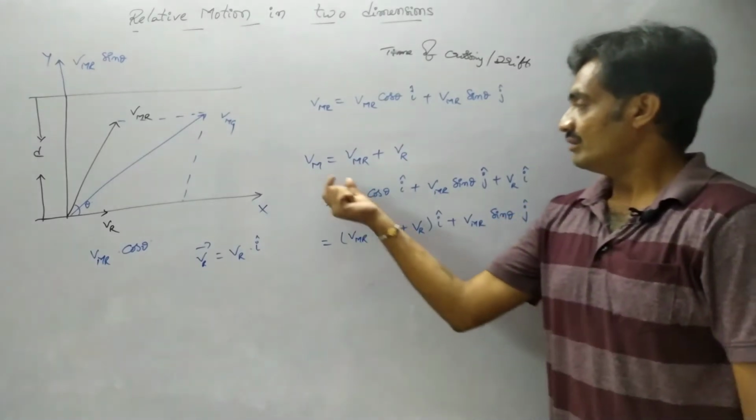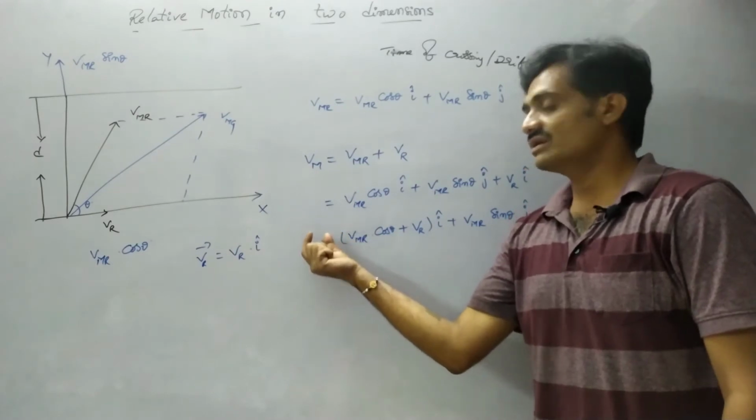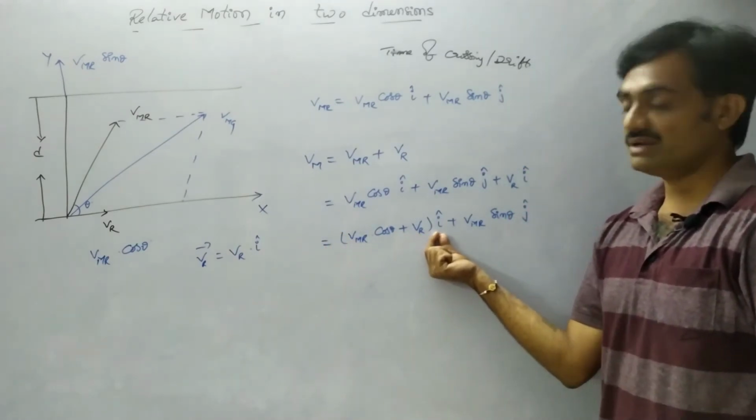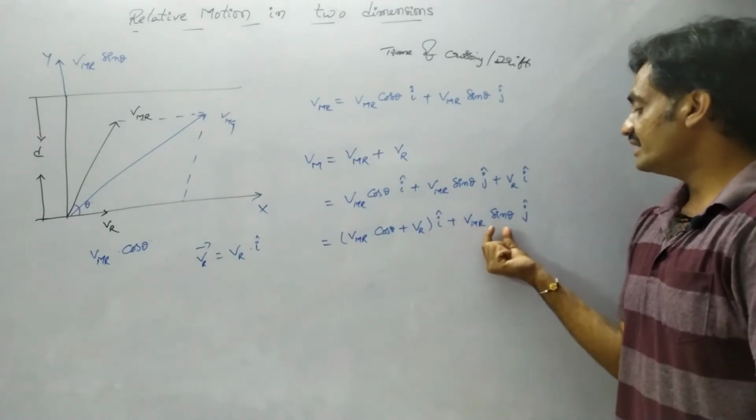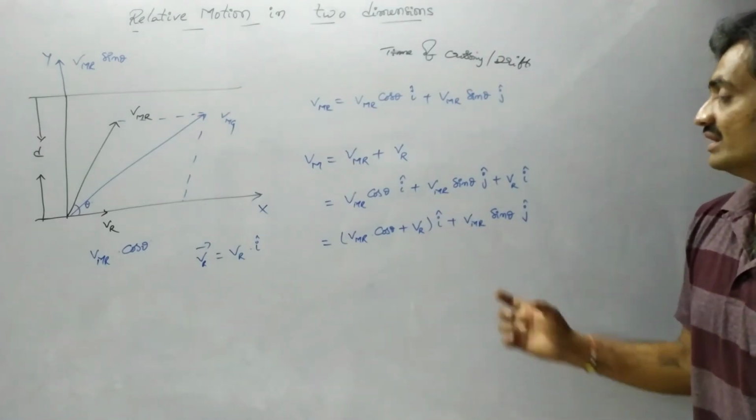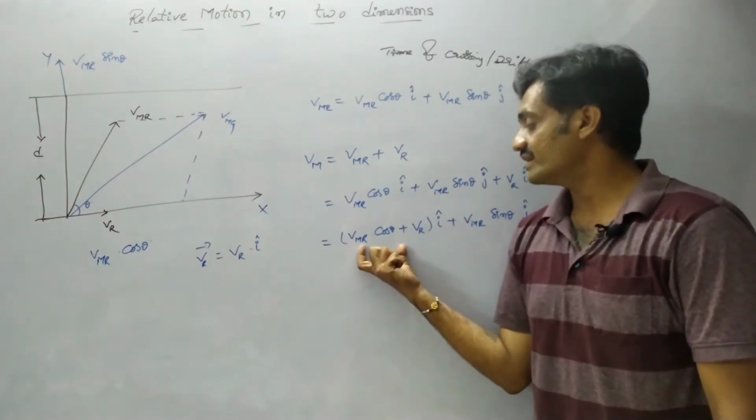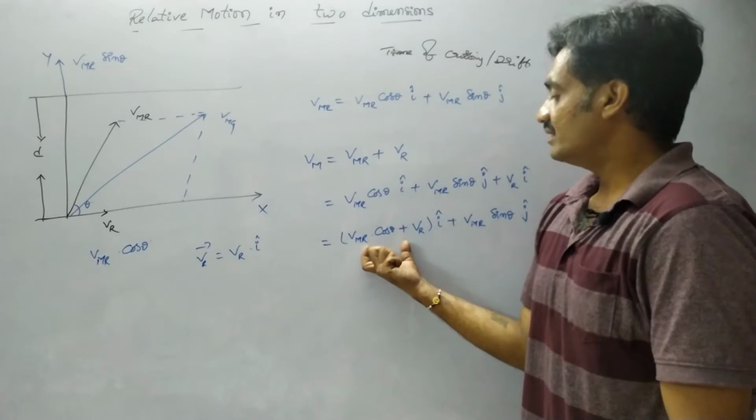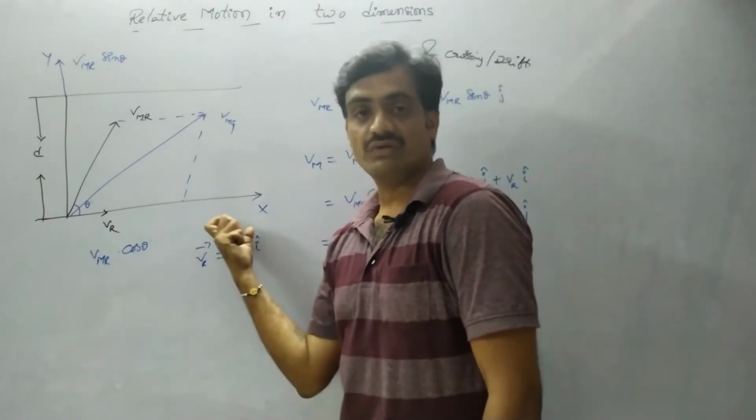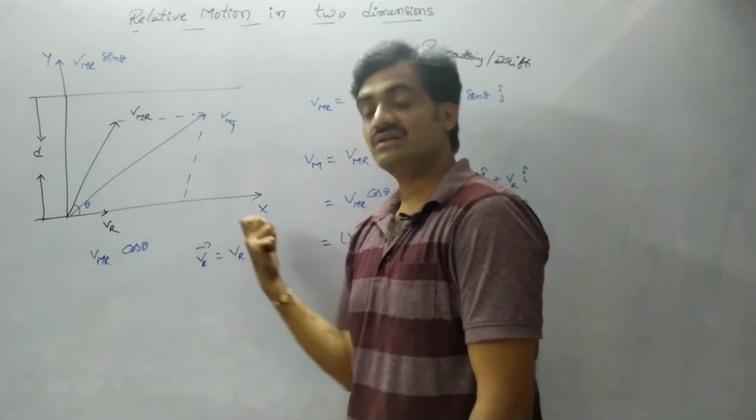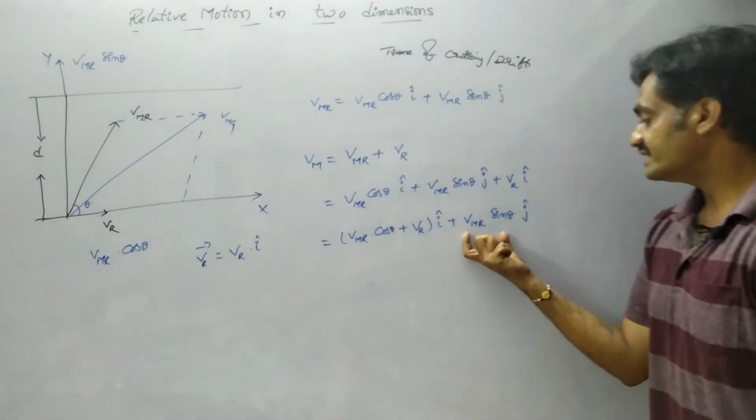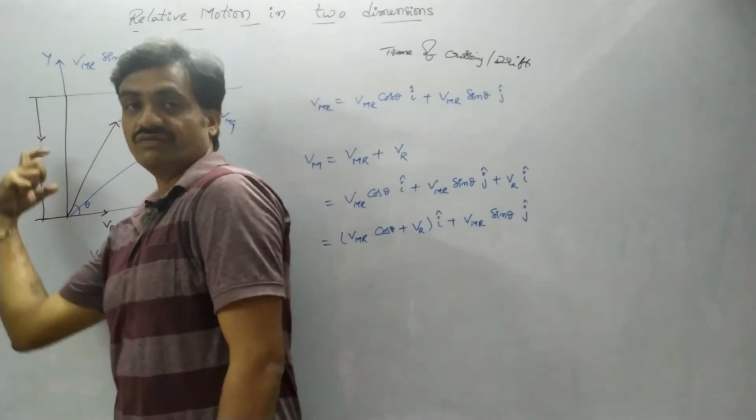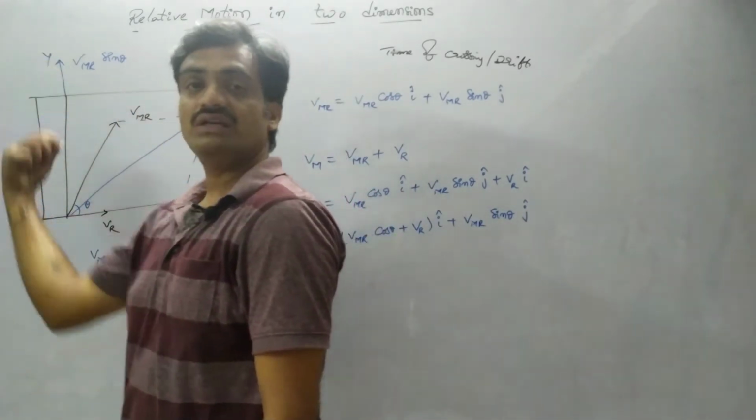So here we got the velocity of the man with respect to ground is equal to (v_mr cos theta plus v_r) into i cap plus v_mr sin theta into j cap. Observe that v_mr cos theta plus v_r represents the velocity along the river flow, whereas v_mr sin theta represents the velocity perpendicular to the river flow.